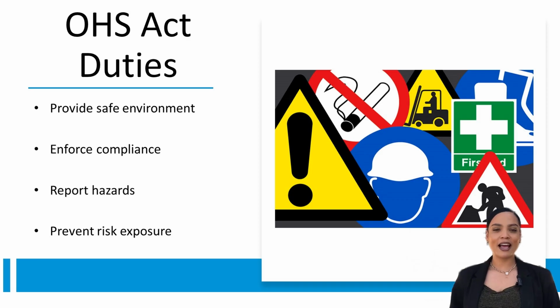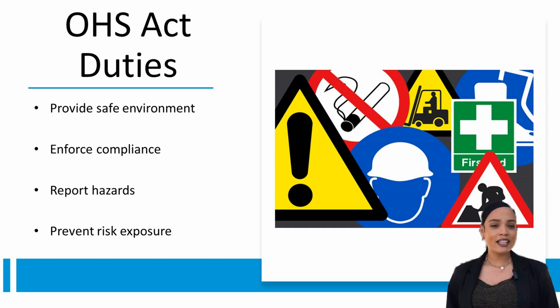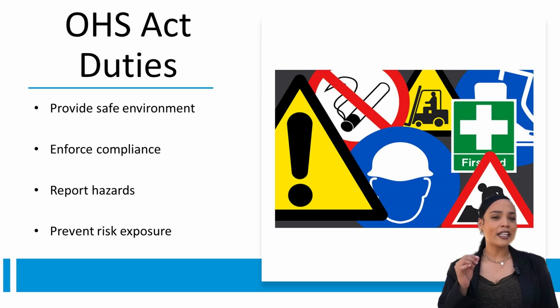The OHS Act requires supervisors to 1. Provide a safe working environment, 2. Enforce compliance with safety rules, 3. Report unsafe conditions, 4. Provide training and information, 5. Prevent risk exposure, 6. Communicate hazards. Non-compliance can lead to legal penalties.